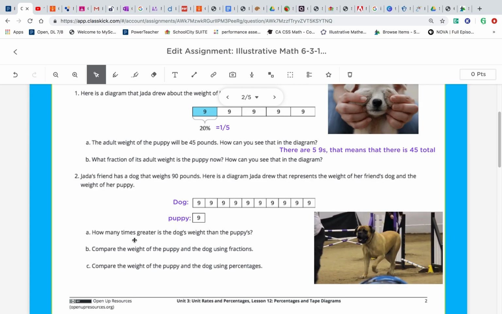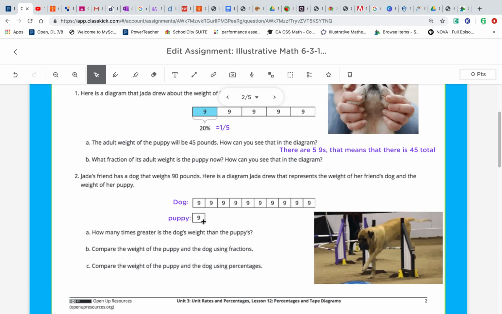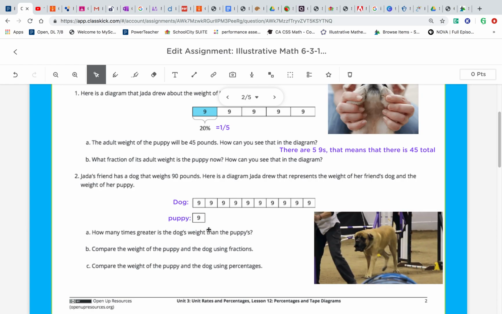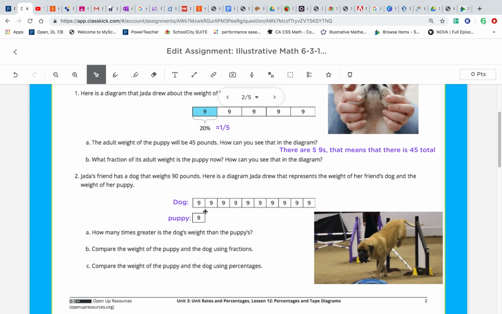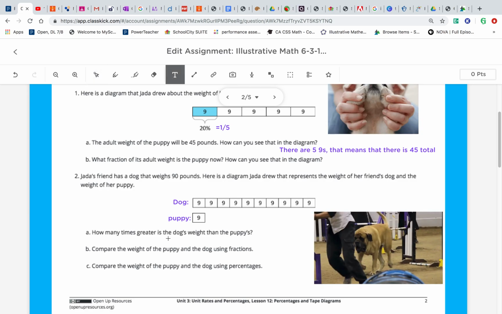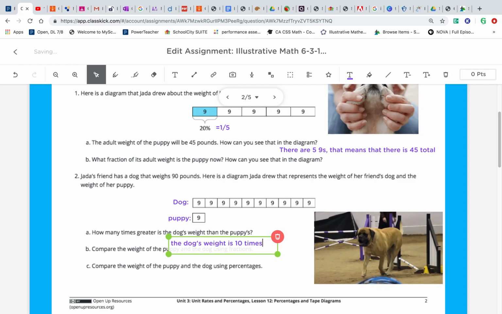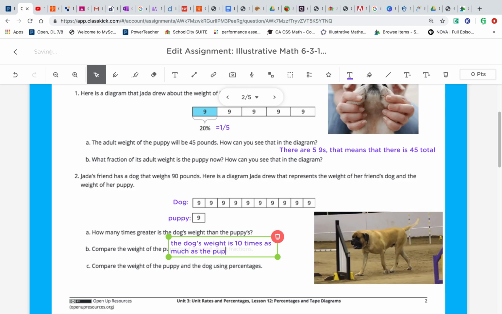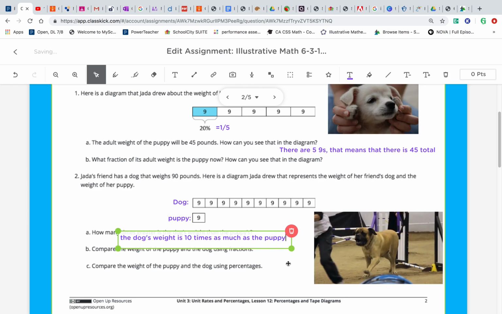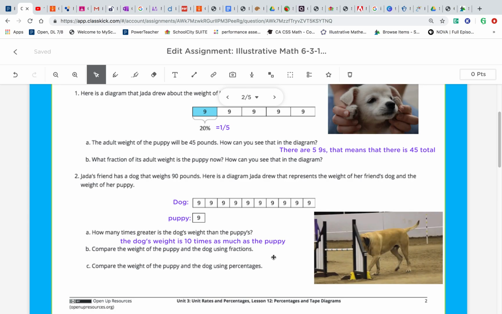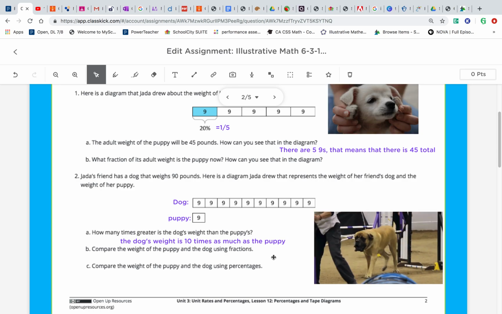We want to know how many times greater the dog's weight is than the puppy's weight. Since each of these blocks represents 9 pounds, the number of times greater that the dog is than the puppy is just the number of blocks more that they have than the puppy. Remember we said there's 10 blocks to just 1 for the puppy. So that means that the dog's weight is 10 times as much as the puppy. Let me stretch this out so we can fit it in better. So 10 times as much, because you have 10 times as many of these little blocks that are worth 9 pounds each.